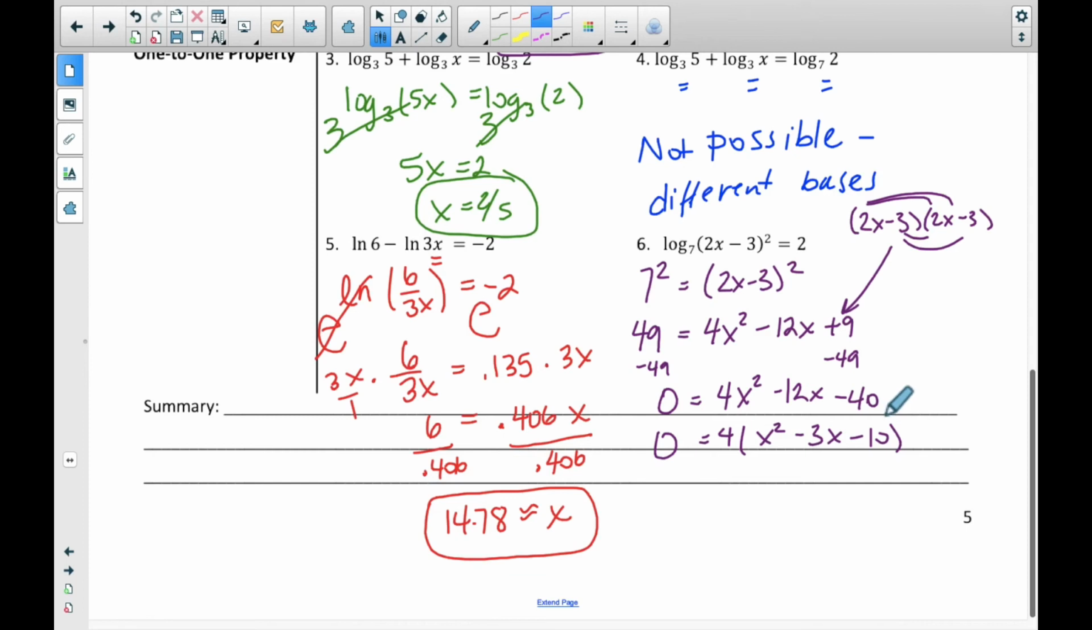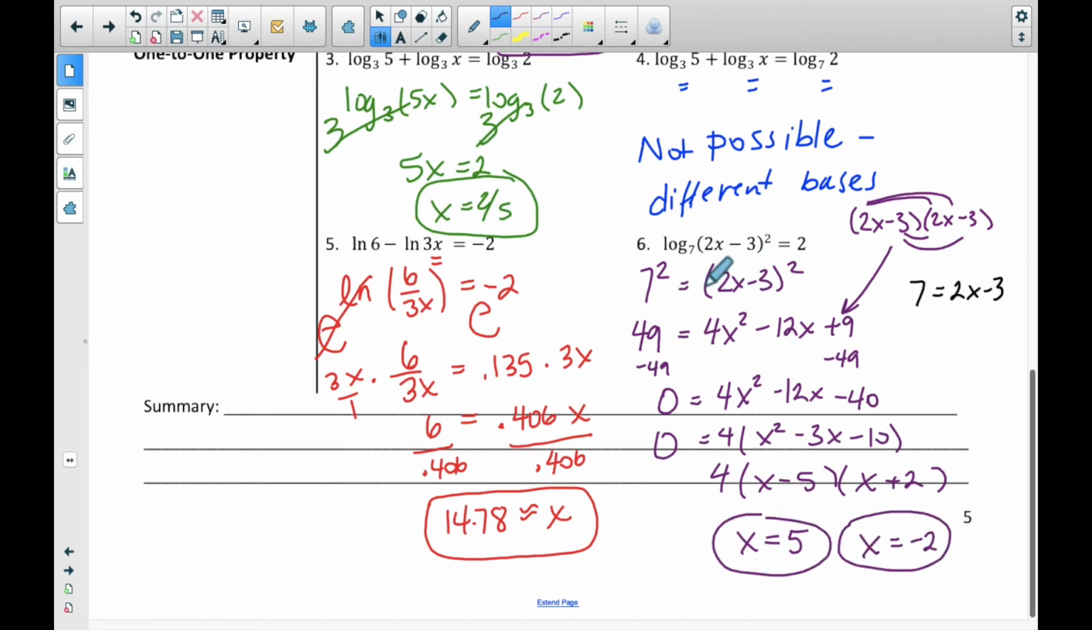I need to factor this. But before I factor it, I can tell I have a GCF. So I'm going to take out that GCF to make my factoring a little bit easier. And now I do have to factor it. So we've been doing this all year. I'm looking for the factors of -10, which add up to -3. So that's a -5 and a +2. So it looks like my two answers are x equals 5 and x equals -2.